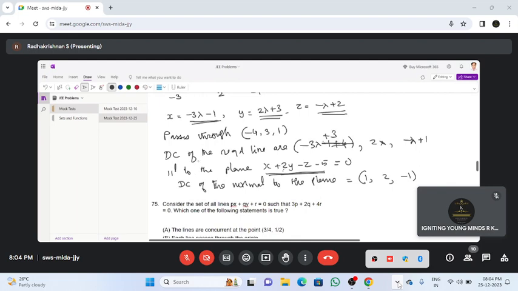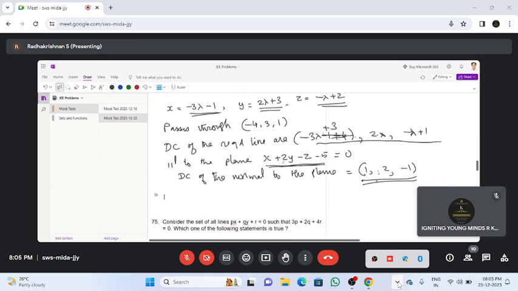Okay, so the required line or direction coefficients is also perpendicular to this normal, because this direction coefficient is a normal, but the line is parallel to the plane. So this is parallel to the plane, this is normal to the plane. That means these two lines are perpendicular to each other.